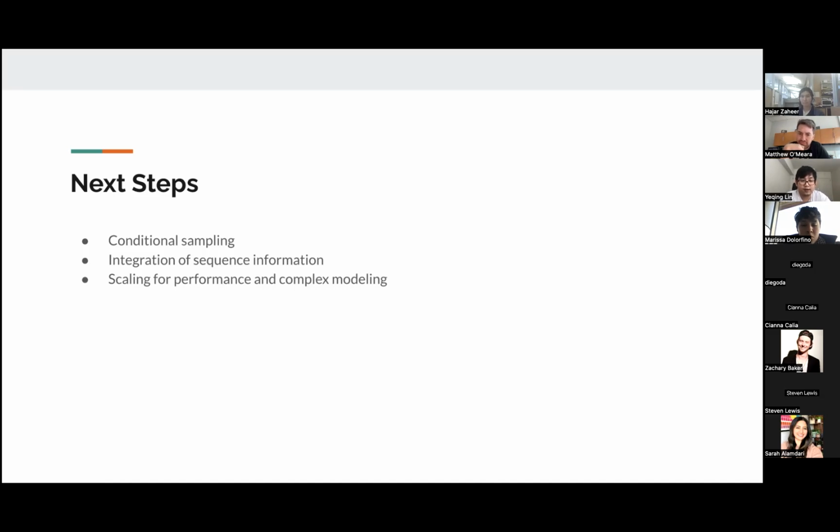And the last part is scaling performance as well as complex modeling. That's what we are interested in right now. So, those are some of the next steps that we are doing. Yep. So I think that's all my content.